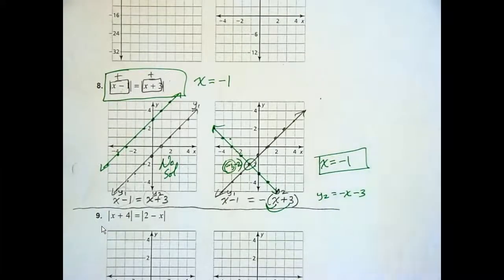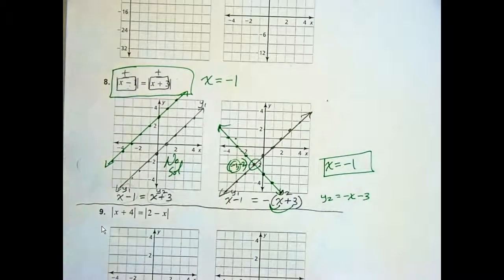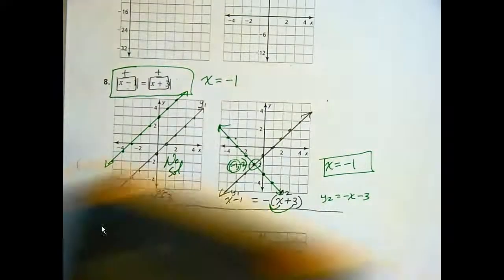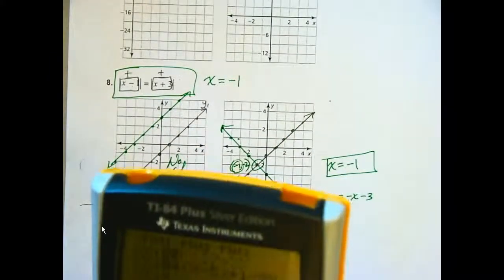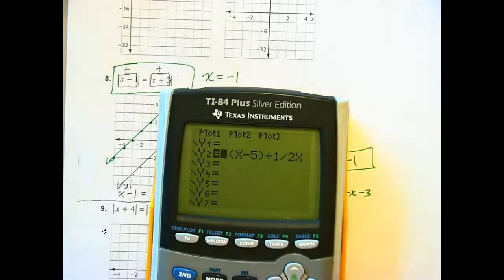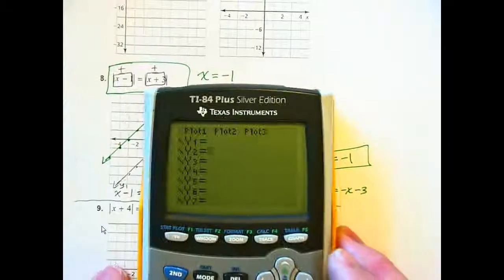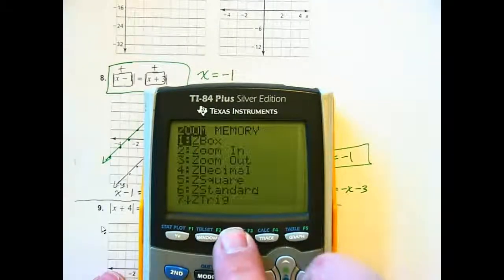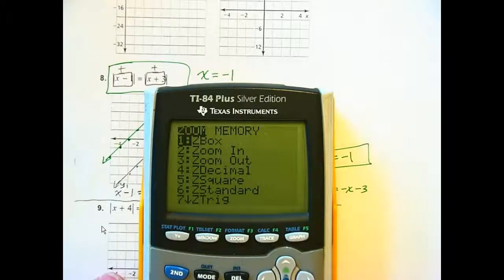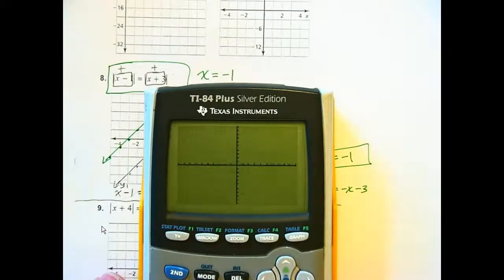And I want you to put both those original equations in your graphing calculator. Before you do this, because you've already zoomed, you either have to reset your calculator, or go to Zoom and select option 6, Zoom Standard, and that'll bring you back to a normal viewing window.